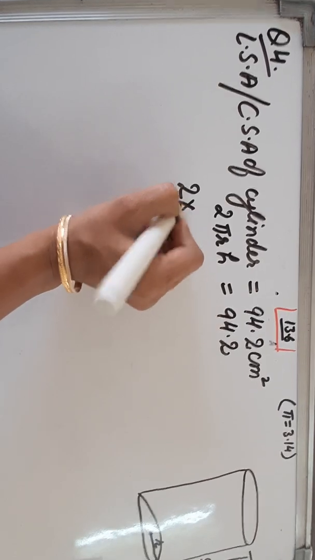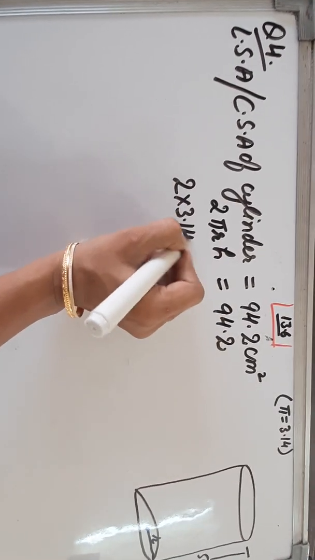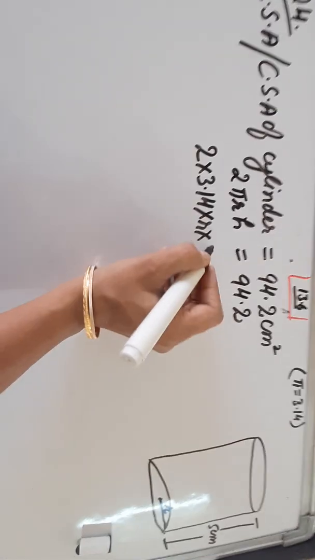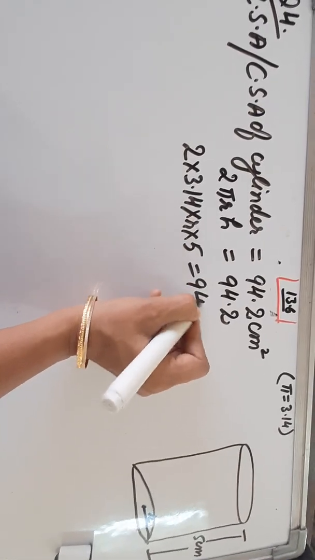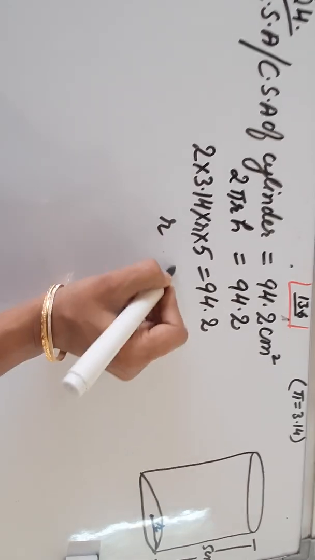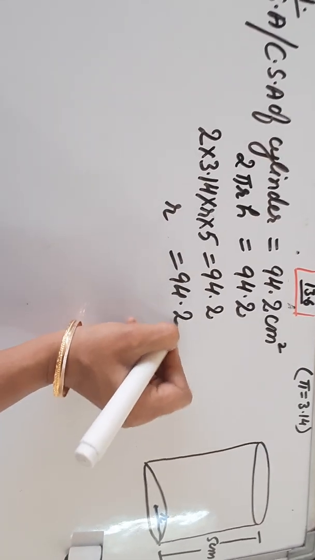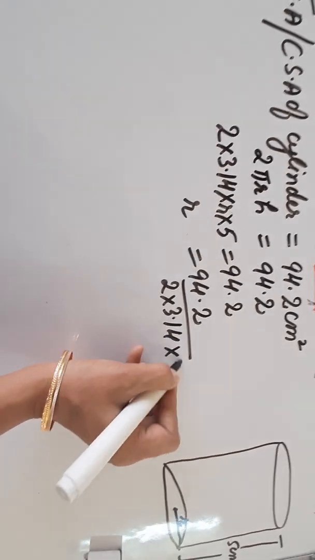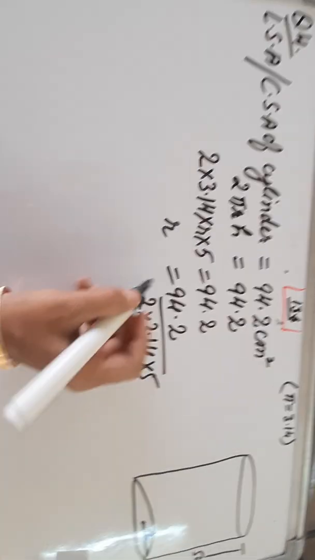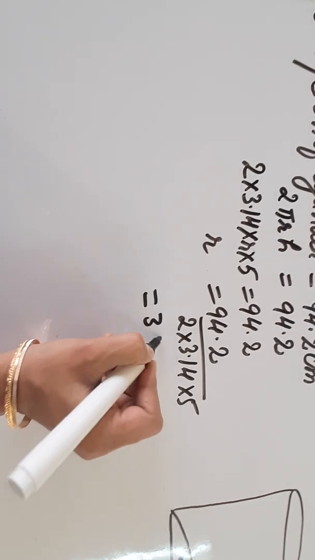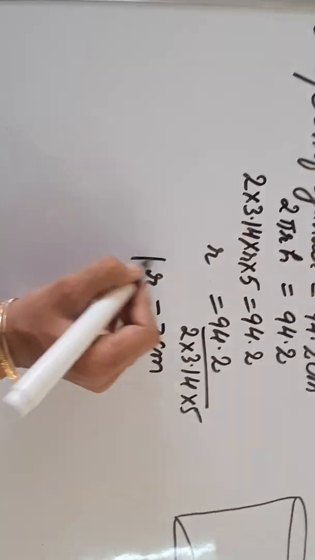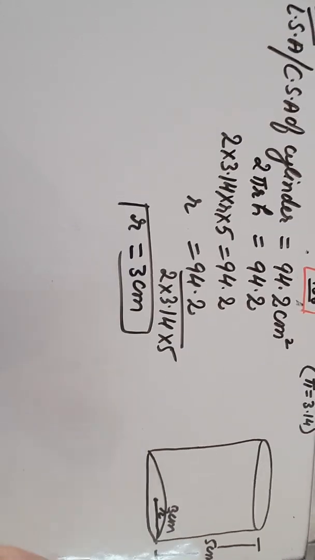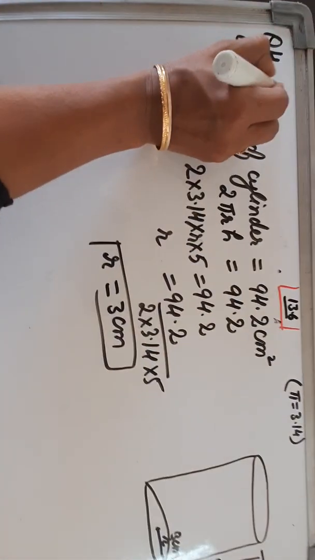So whatever is given to you, start the question with that, as I told you earlier. So just put the values. Pi is already given to you, so we will use that only. Height is 5 centimeter and radius we need to find out. So by cross multiplication and solving this calculation, we'll get the radius as 3 centimeter. So this will be the radius of this cylinder, that is 3 centimeter. So this is the first part.